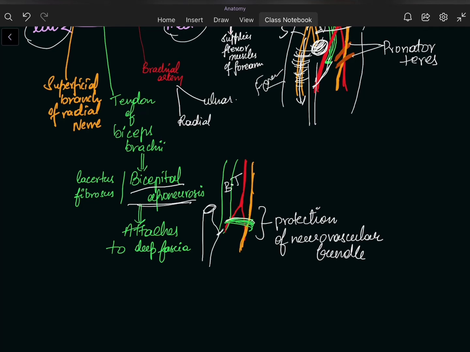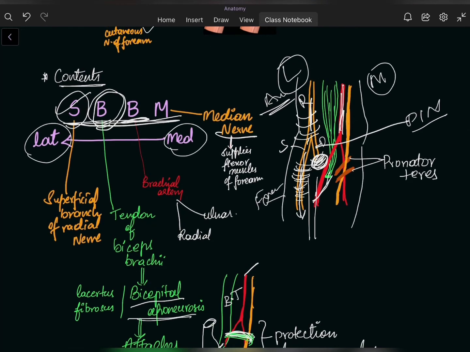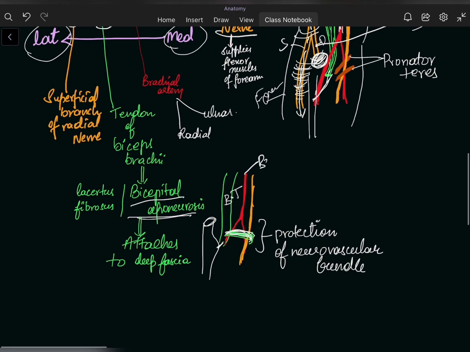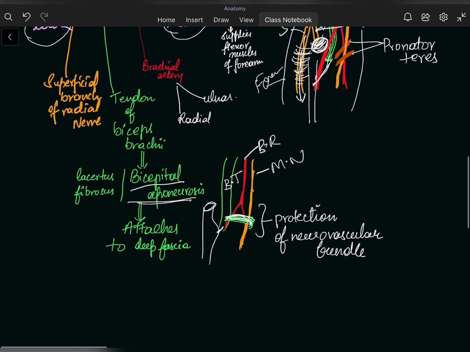Now it gives the bicipital aponeurosis, which forms a protection for the neurovascular bundle medial to the biceps brachii tendon. What are the structures? We have seen MBBS from medial to lateral. This is the brachial artery, and this is the median nerve. So this bicipital aponeurosis forms a covering over the brachial artery and median nerve, forming a neurovascular bundle, which gives good protection to these two structures medial to the biceps tendon.